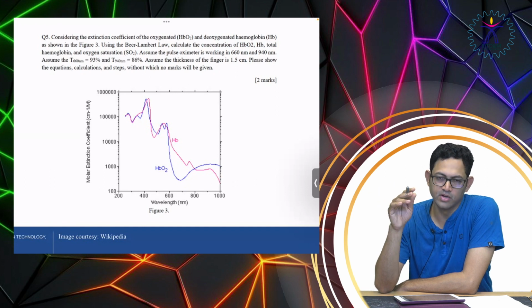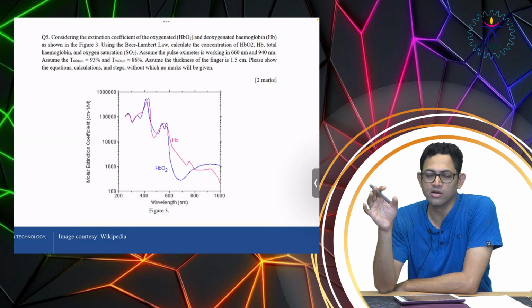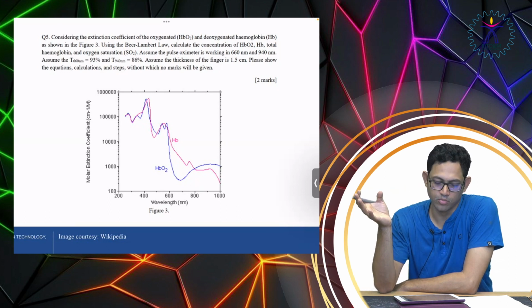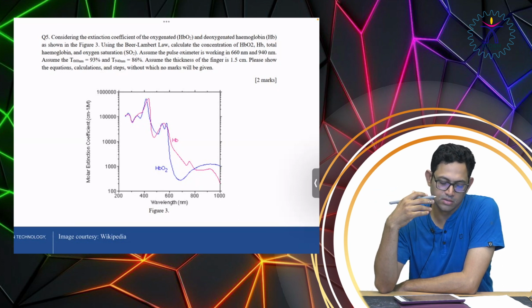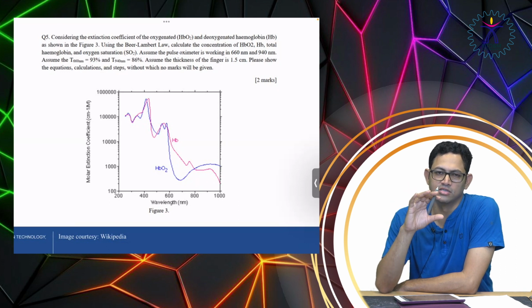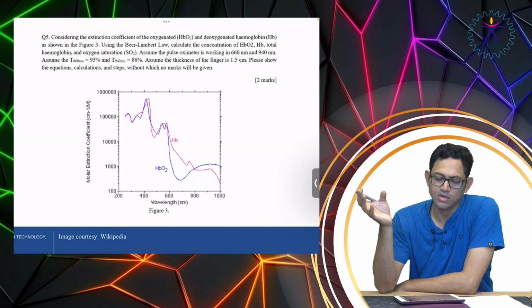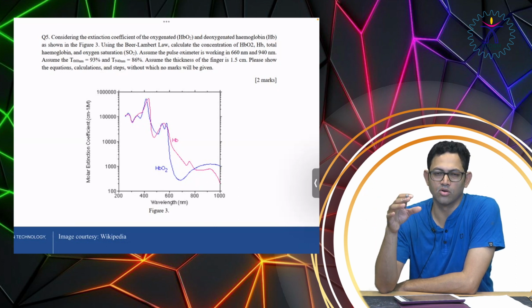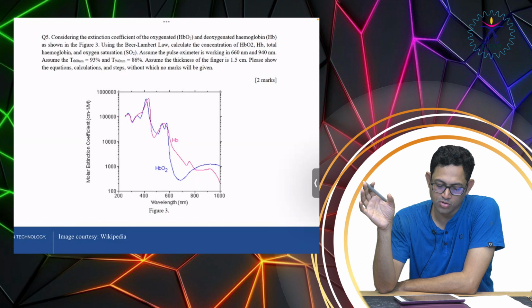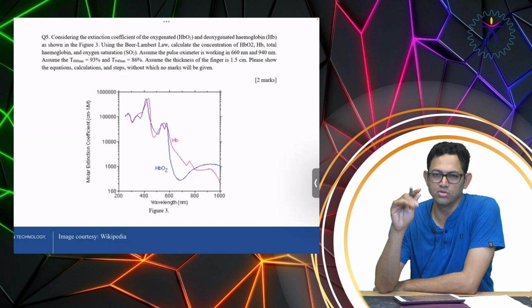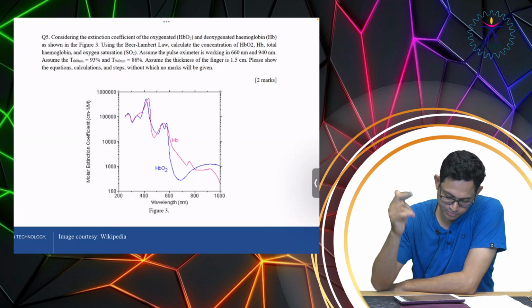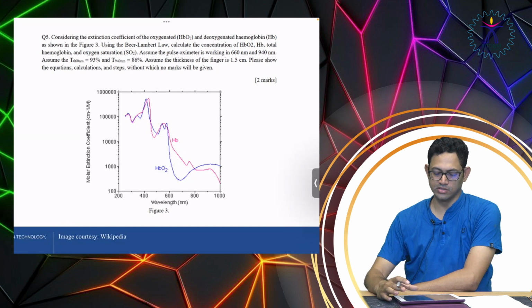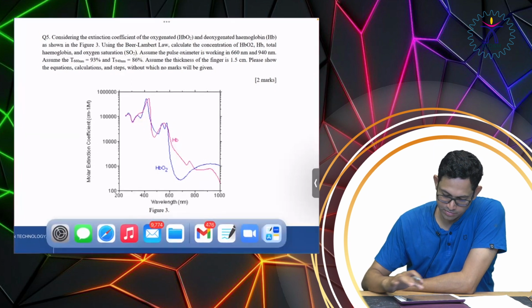There are a few assumptions. Assume that the pulse oximeter is working at 600 nanometers, 660 nanometers and 940 nanometers. Also, the transmittance at 660 nanometers is around 93% and the transmittance at 940 nanometers is around 86%. These are the two things that are given. And you can approximate the thickness of your finger to be around 1.5 centimeter. So let us try to solve this example.